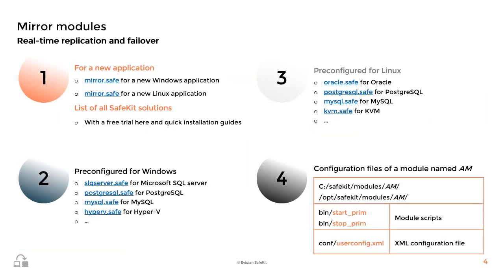Let's present to you the various solutions that you can implement with a mirror module. Firstly, for a new application on Windows or Linux, you can utilize the mirror.safe module. We offer a comprehensive list of SafeKit solutions on the Avidian website, all available with a free trial and a quick installation guide.